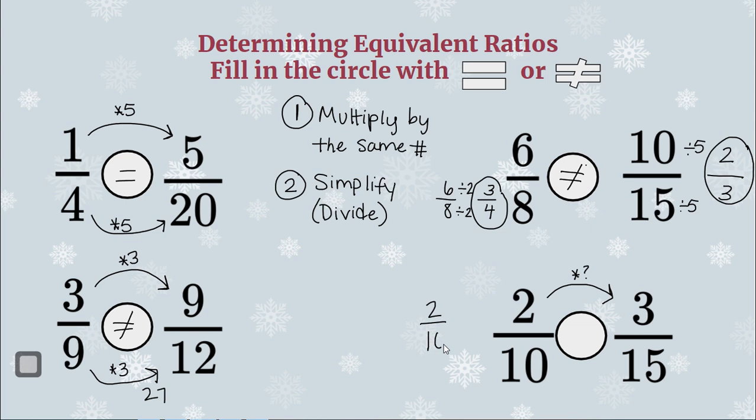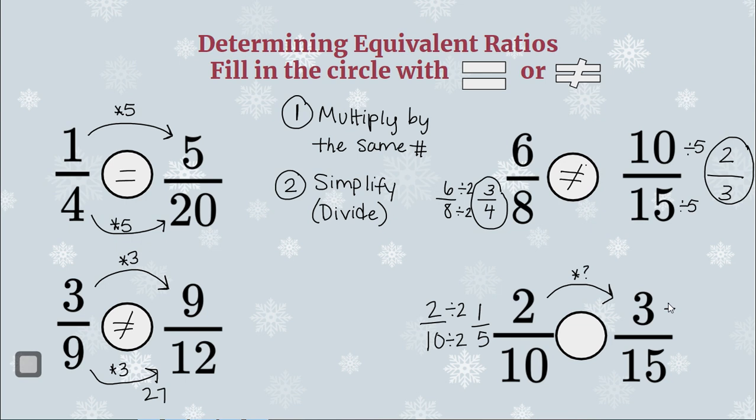So when we're simplifying, we're trying to decide what can divide into both of these. Well, because they're both even, I can divide by 2. 2 divided by 2 is 1. 10 divided by 2 is 5. So this simplifies to 1 to 5. Now let's look at the next ratio.